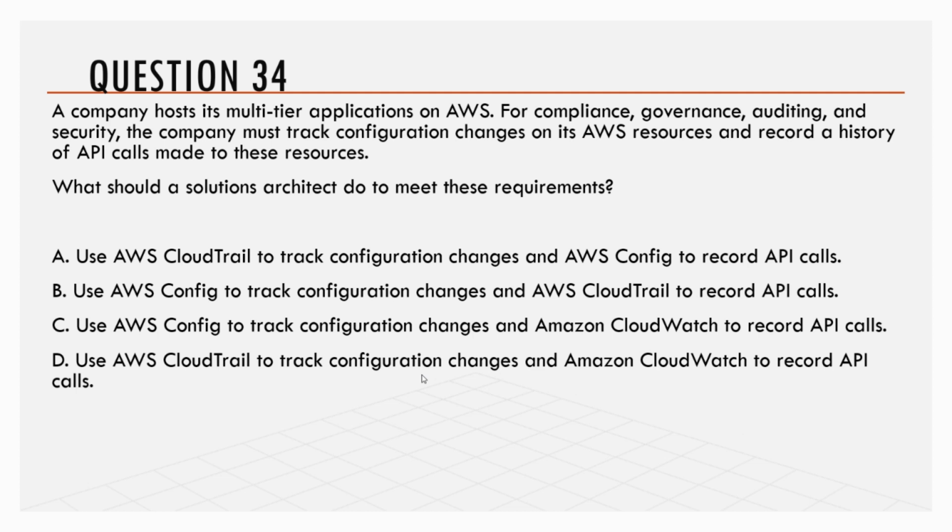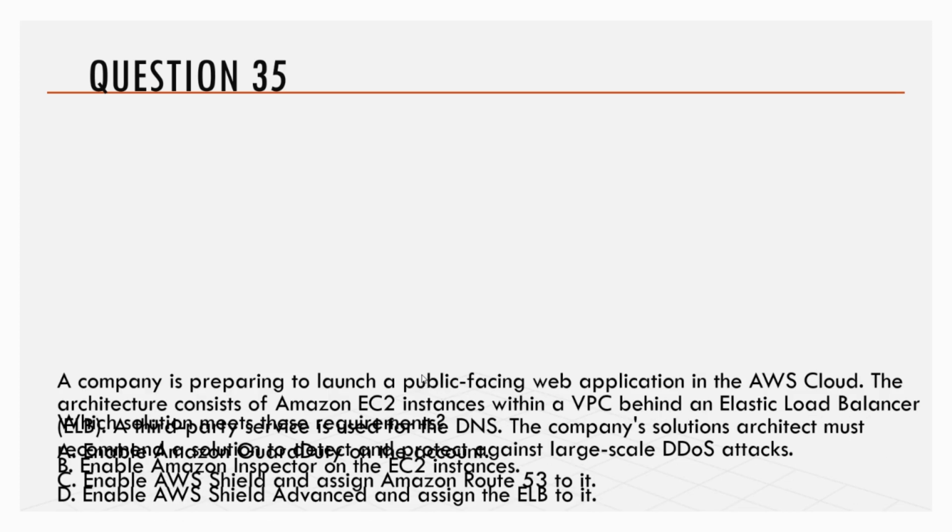Option D. Use CloudTrail to track configuration changes and Amazon CloudWatch to record API calls. And the correct option is option B, which says use AWS Config to track configuration changes and AWS CloudTrail to record API calls. Now let's look into the next question.